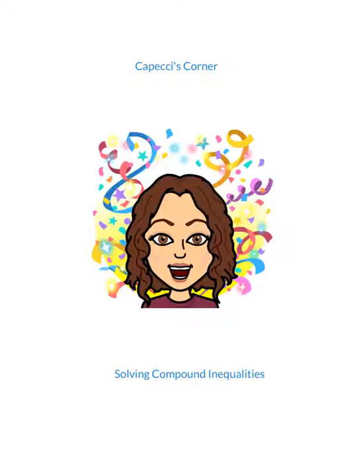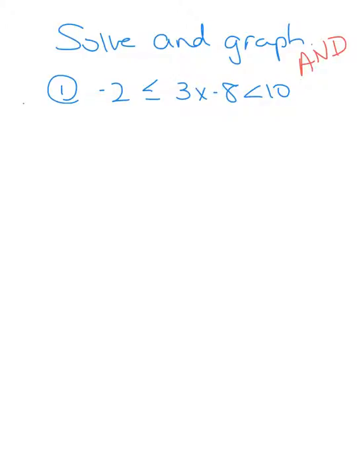Today's lesson is on solving compound inequalities. In our first type of compound inequality, it's the AND inequality, in which case there's two things going on at the same time. Both of them need to be true when solving this. So number 1 says negative 2 is less than or equal to 3x minus 8, which is less than 10.